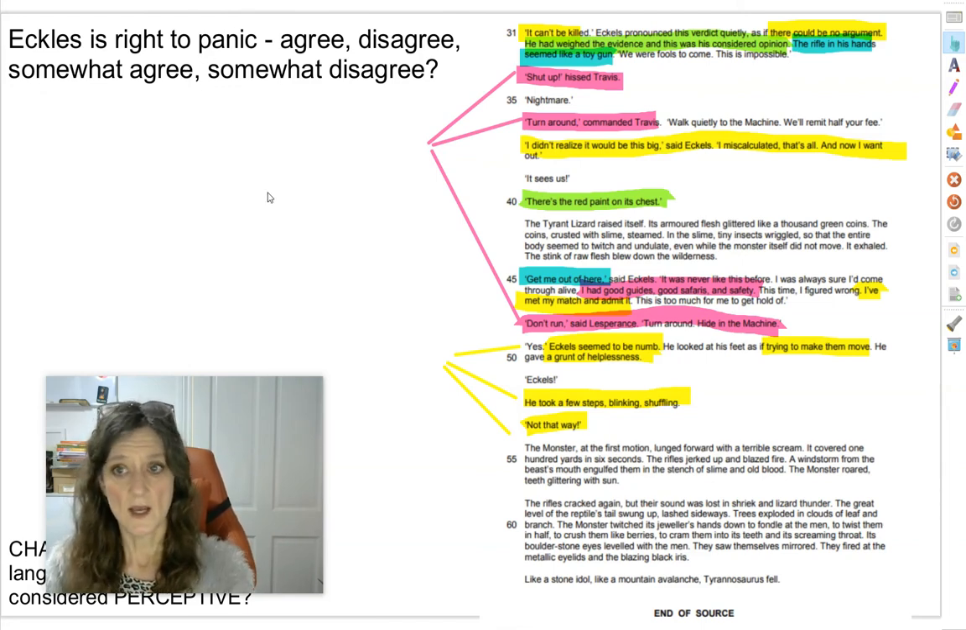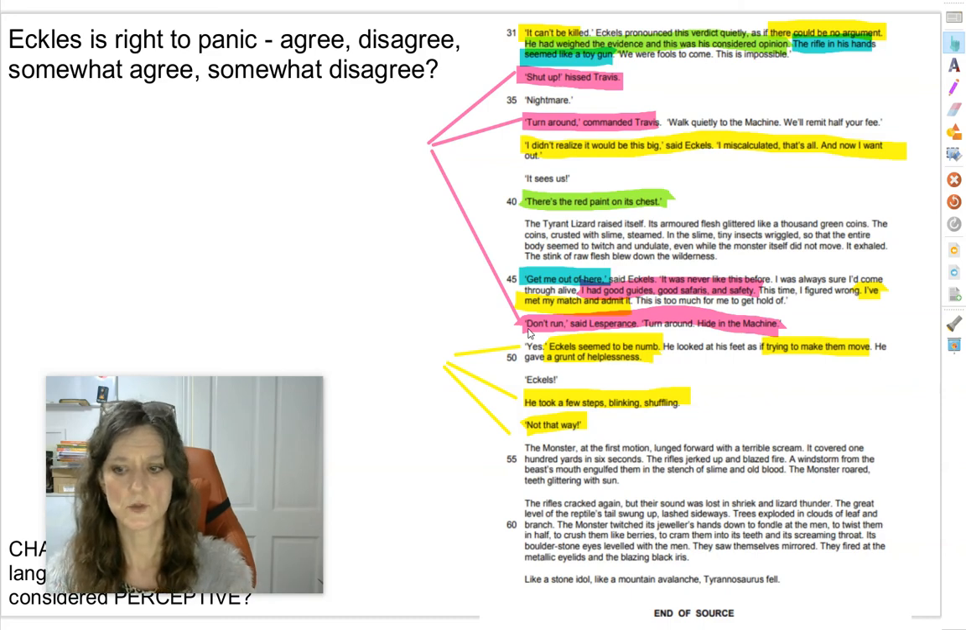Okay? And there are different interpretations to what I've said. The fact that Travis is hissing and going, "Shut up," and the fact that Lesperance is saying, "Don't run," could show that they're panicking too. And if the guides are panicking, that could show that Eccles is right to panic if they're not in control. Okay, so as I said earlier, I love this question because it's very much about what you think. You can take the evidence I've given you to say I disagree with the student, and actually use that evidence to agree with the student instead.